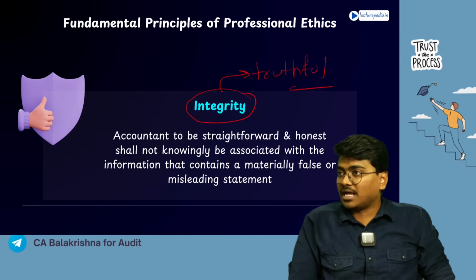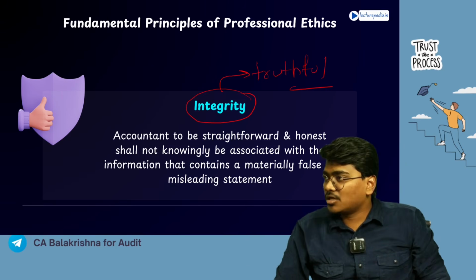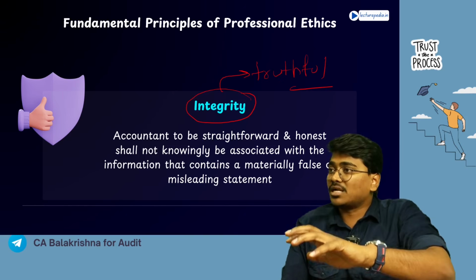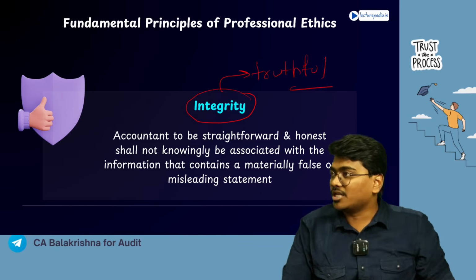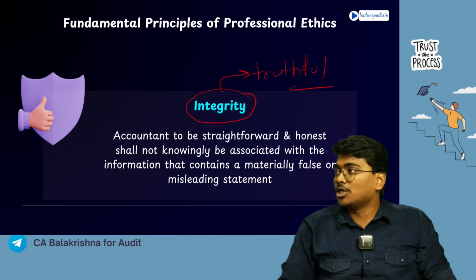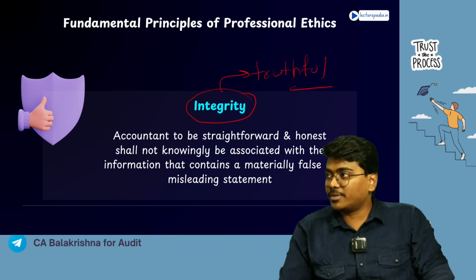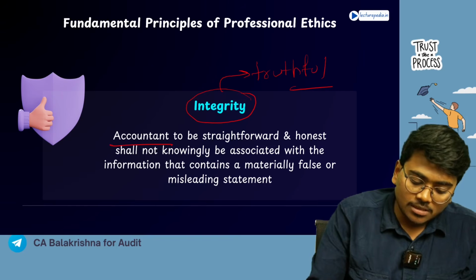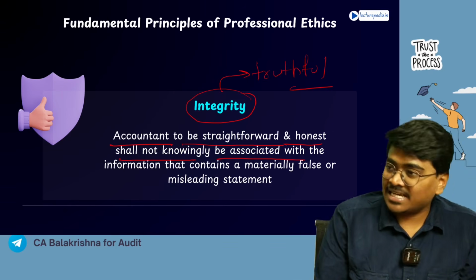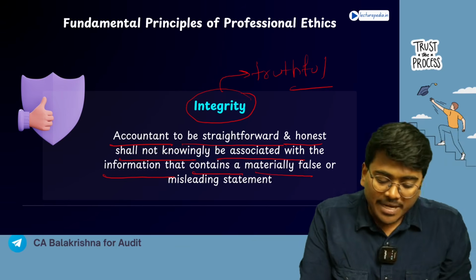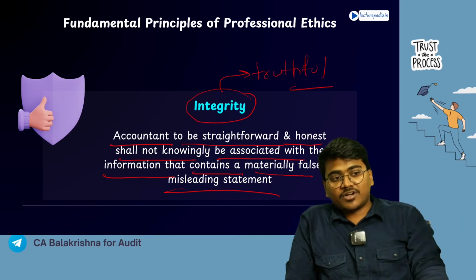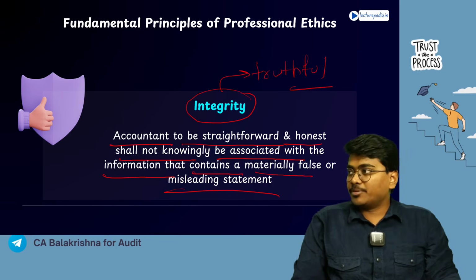Let's say a client comes to you and says, sir, our inventory balance is only 1 crore rupees, but for raising the loan, the banker is asking for inventory worth 5 crore rupees. You please certify that we are having inventory of 5 crore rupees. If you certify that, what will happen? It means that you have lost your integrity, right? You are not being truthful. Understood what is meant by integrity? An accountant has to be straightforward and honest. He shall not knowingly be associated with information that contains a materially false or misleading statement. So the first fundamental principle is integrity. Next fundamental principle.